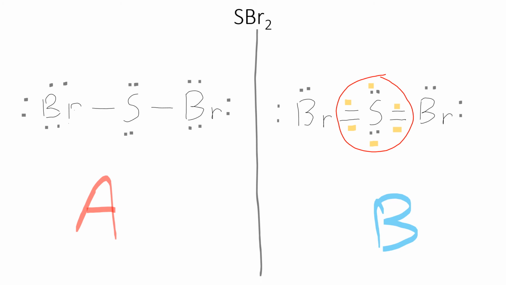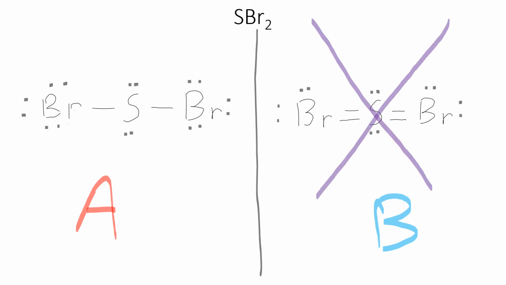Where the structure on the right fails is that necessity clause. You didn't have to expand the octet here. Why? Because structure A shows that you could have arranged these electrons without expanding the octet. So what that means is that structure B is not the correct structure. It fails that necessity clause. The real structure is what you see for structure A.